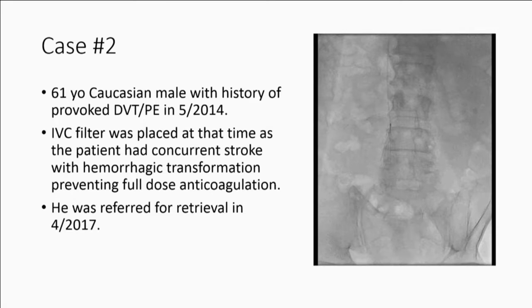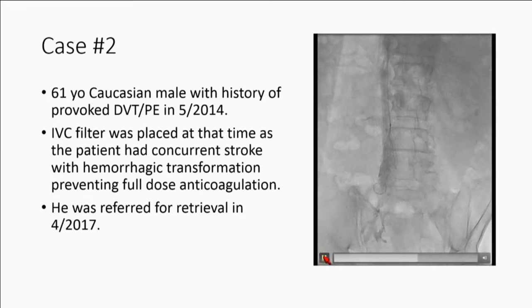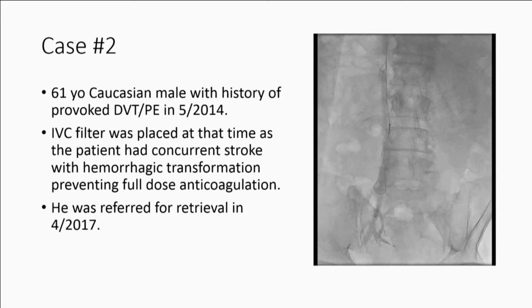The second case is a 61-year-old gentleman who had provoked DVT-PE. An IVC filter had to be placed because he had an ischemic stroke with hemorrhagic transformation, stopping anticoagulation. Then 3 years later, he was referred to the cath lab for IVC filter retrieval. And this is the cavography that was done on the day of retrieval 3 years later. And you can see that the filter is again tilted to the left of the IVC.